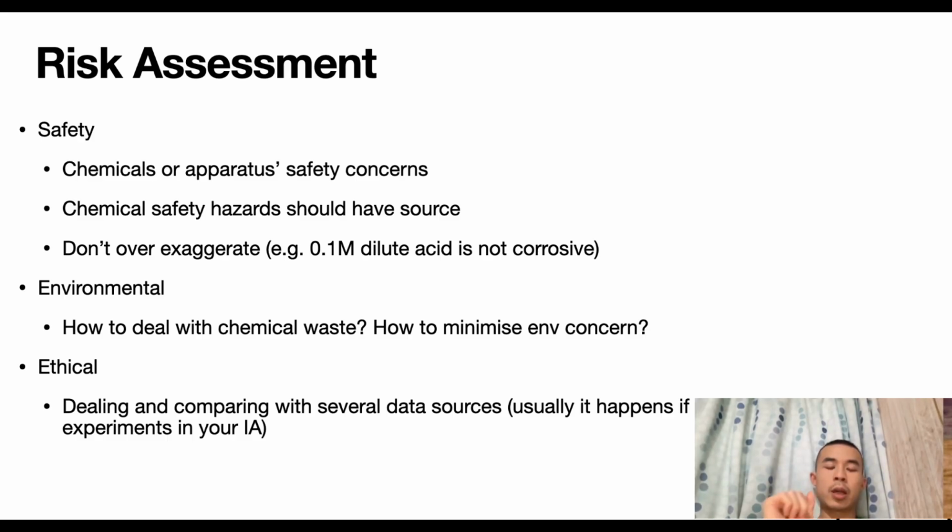Safety is talking about, are there any chemicals or apparatus that you have to be aware of? Let's say in your experiment you're actually using concentrated sulfuric acid, which is corrosive, right? Then you need to say that it's corrosive, and remember to add in a source as well. The reason is because how do you know that sulfuric acid is corrosive? There should be a secondary source that supports it, right? So do check out some very good websites that talk about the claims that it's corrosive.